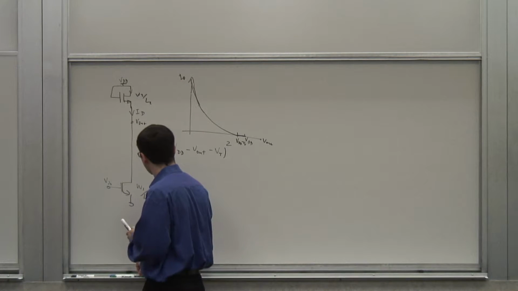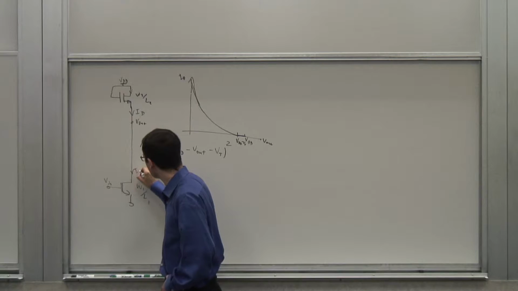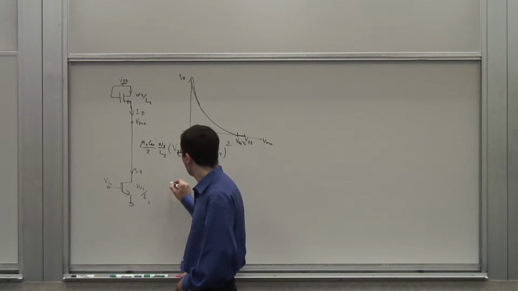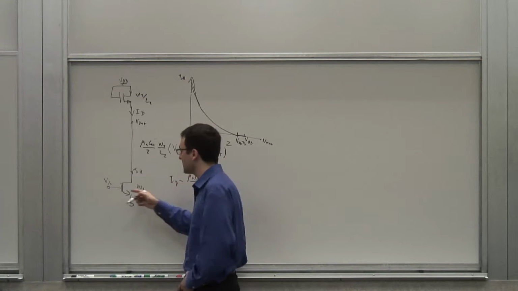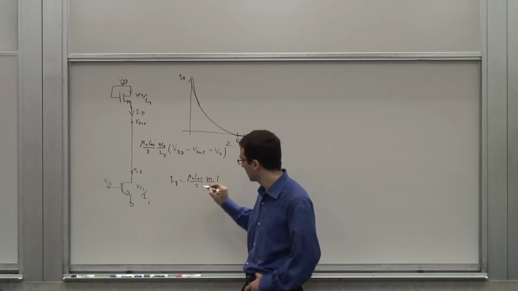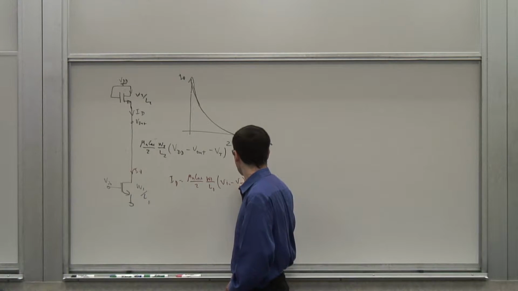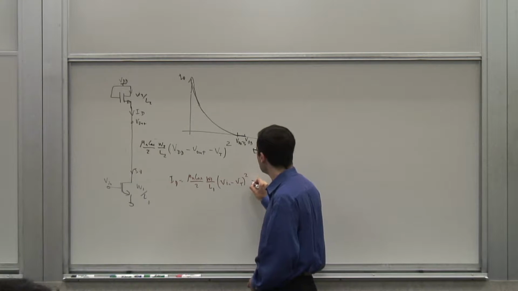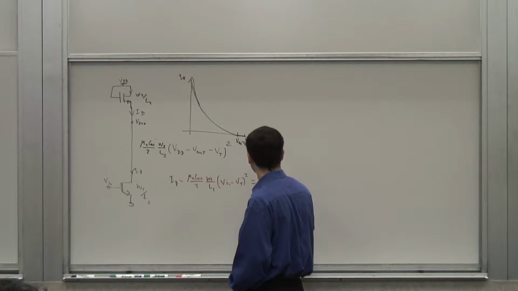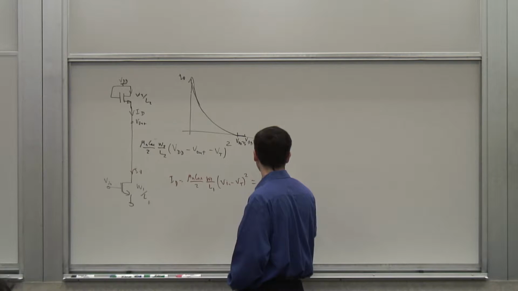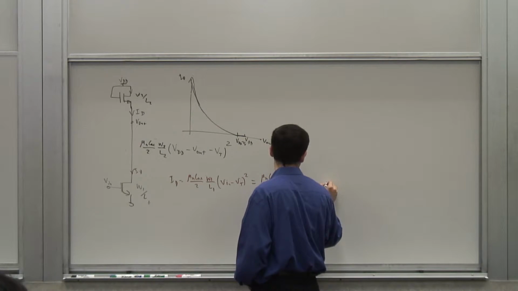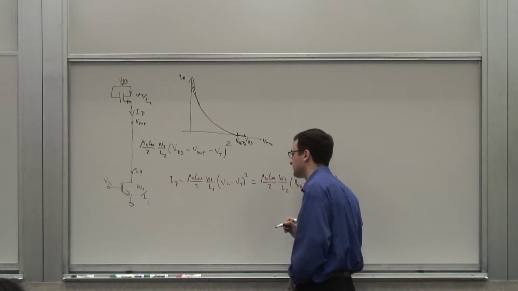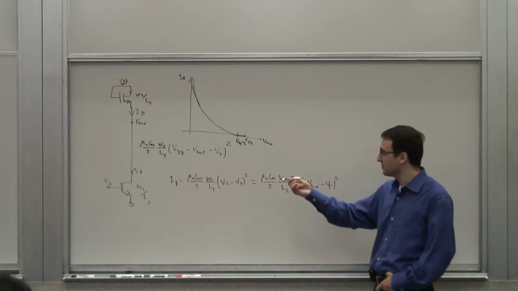So this is the current. What can I say about this ID, which has to be the same as that ID? That ID is simply again mu n Cox over 2 W1 over L1 times VGS, which is simply Vn, minus Vt squared. Now, these two have to be equal. So that's mu n Cox over 2 W2 over L2 times VDD minus V out minus Vt squared. So now this is the relationship between V in and V out.